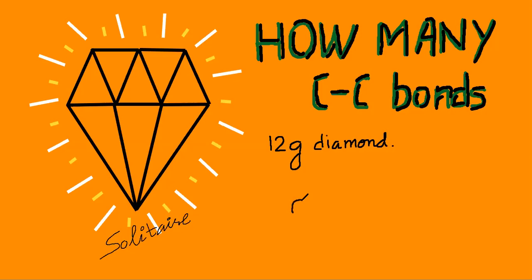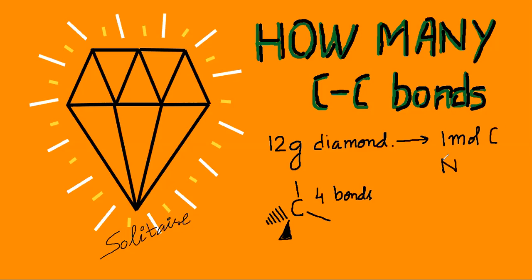Let's draw a carbon and see how many bonds it makes. We know that carbon is a tetravalent species, so each carbon in a diamond has this kind of structure, which you can easily visualize. You can see there are 4 bonds in one carbon. And you know that a 12 gram diamond would contain surely 1 mole of carbon atoms. That means how many carbon atoms? Avogadro number of carbon atoms.